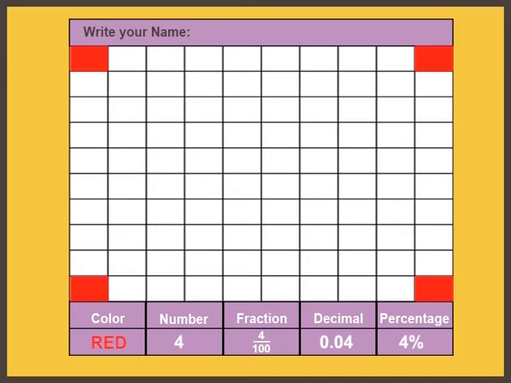Try constructing your own art with filling the blocks with colors of your own choice and then find the number, fraction, decimal and percentage of each color.